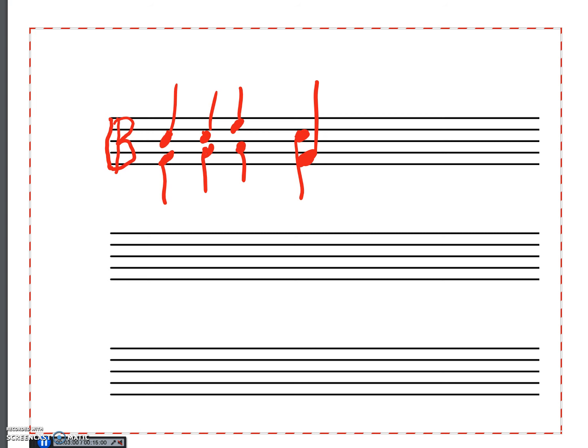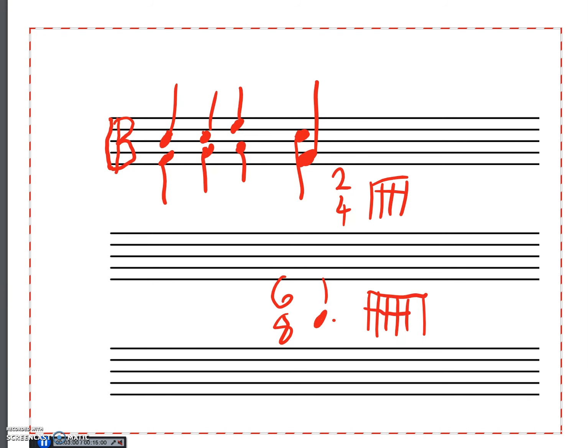So if I'm in 2/4 and I have 16th notes, they're all going to be beamed together. And you're going to say to me, oh yeah, that's totally fine, I get that. But when I'm in 6/8, how many 16th notes get beamed together? Because the dotted quarter note is what gets the beat. So it's really 6 16th notes. You got to be careful, okay?